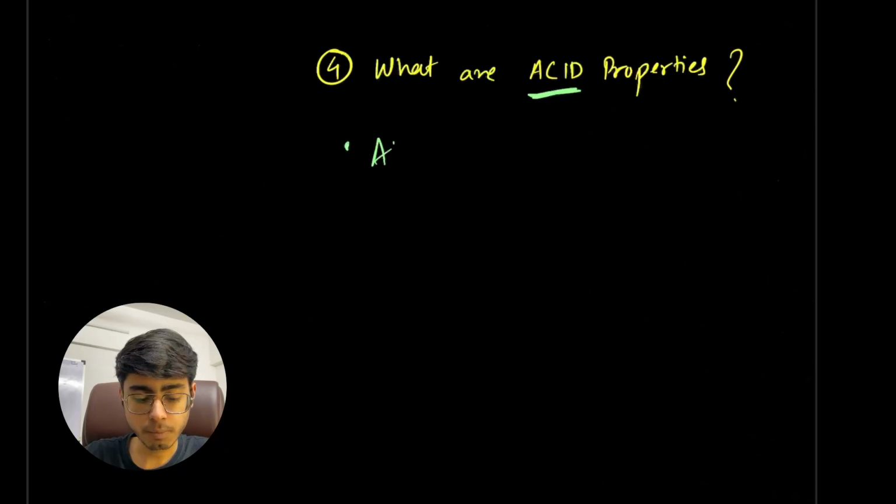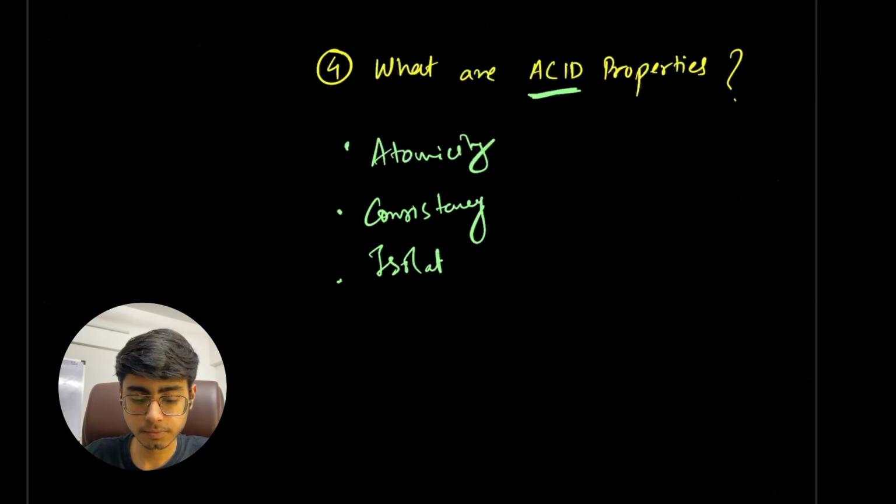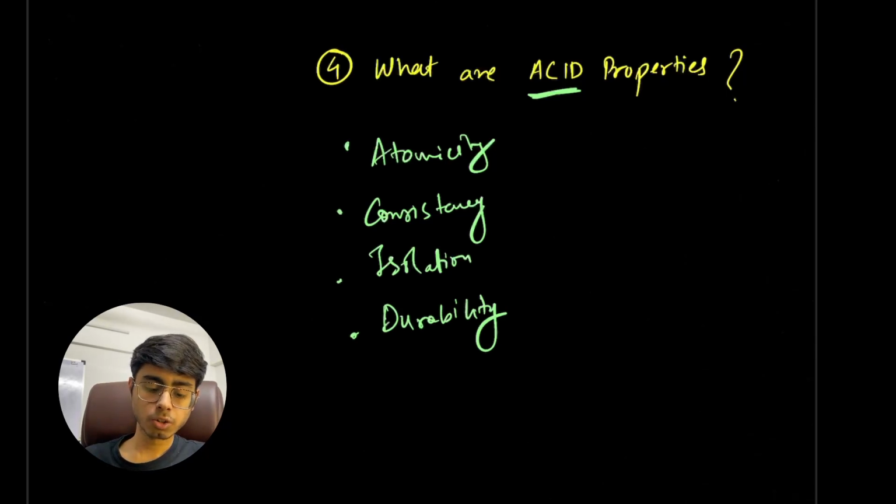So what are these ACID properties? A means atomicity, C means consistency, I means isolation, D means durability. Okay, so atomicity means, let me give you an example where we are definitely using a relational database.